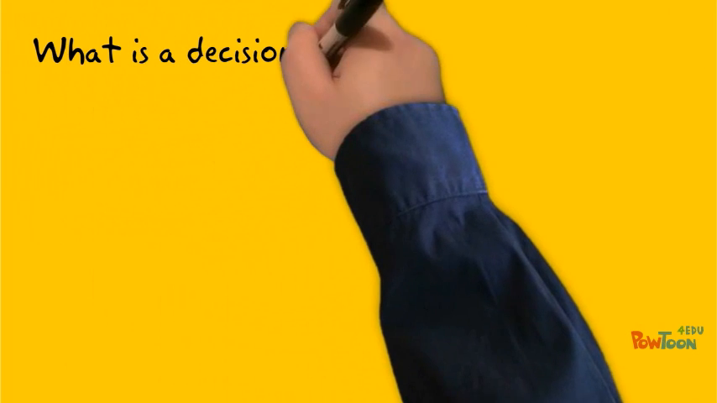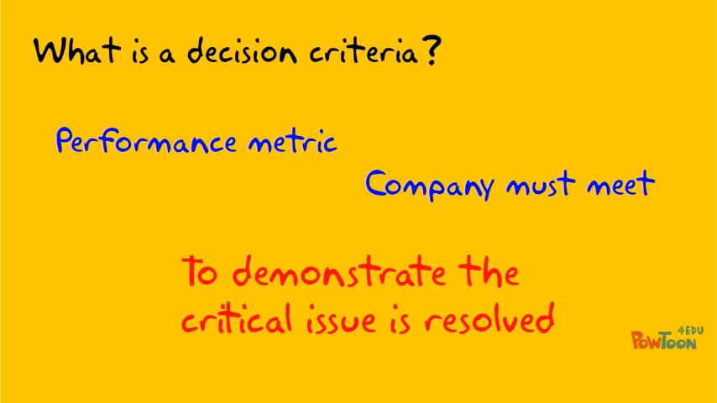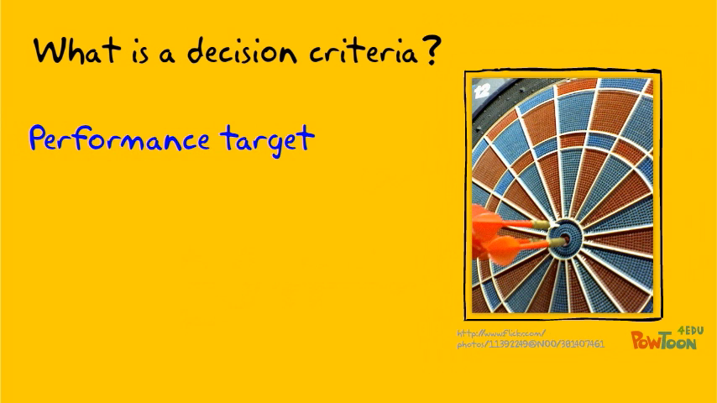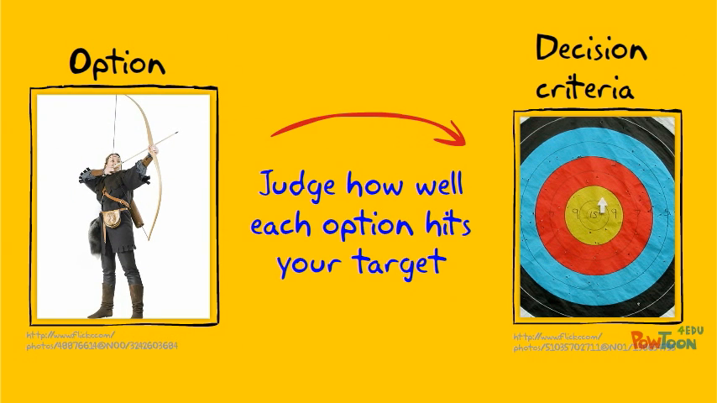So what is a decision criteria? Think of it as a performance metric the company must meet to demonstrate the critical issue is resolved. It is a performance target you want the company to hit, because if they hit it, you know their critical issues are solved. Later, when you consider options, you are going to judge how well each option will hit this target that you've selected.